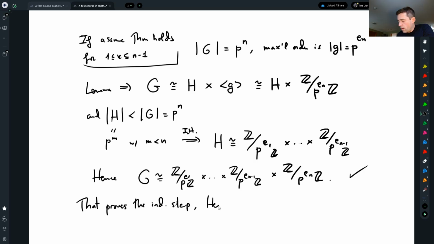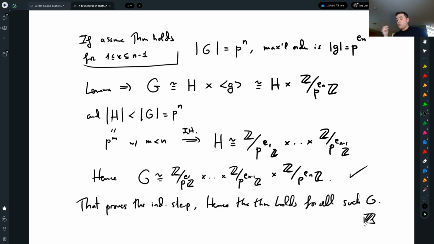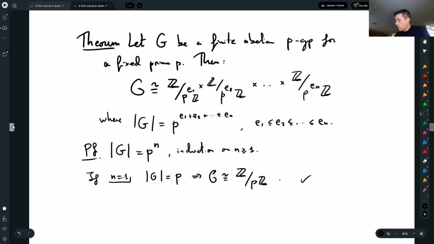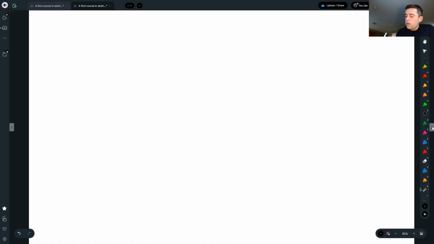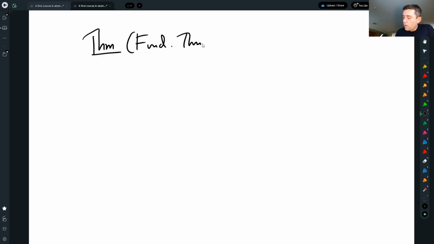And hence, the theorem holds for all such G. Great. So what that tells me now is that, going back to the statement of the theorem, the fundamental theorem of abelian groups holds for finite abelian p-groups. And now I can put it all together to prove the big theorem, which is the fundamental theorem of finite abelian groups.